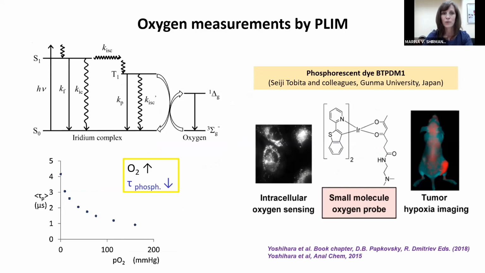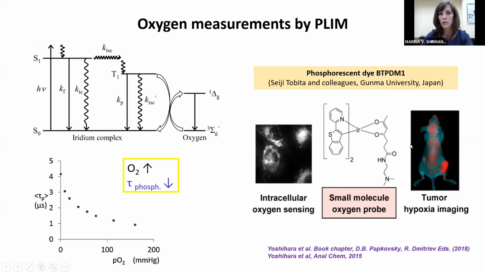The principle of this method is that the phosphorescence is emitted from the triplet state of the phosphorescent dye, and oxygen is also in the triplet state. So after collision of molecular oxygen with the phosphorescent dye, quenching of phosphorescence occurs, and phosphorescence intensity and phosphorescence lifetime decrease. So with an increase in oxygen concentration, phosphorescence lifetime decreases.